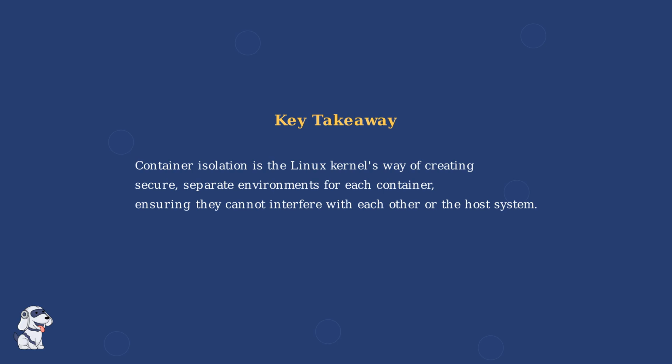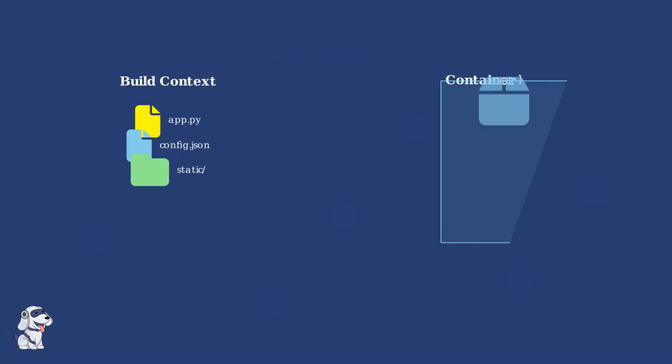The copy instruction is one of the most fundamental commands in Docker. It's used to copy files and directories from your local build context into the container image. Think of copy as moving files from your local computer into the container. On the left, we have your build context, the local files and directories. On the right, we have the container image, where these files will be copied.